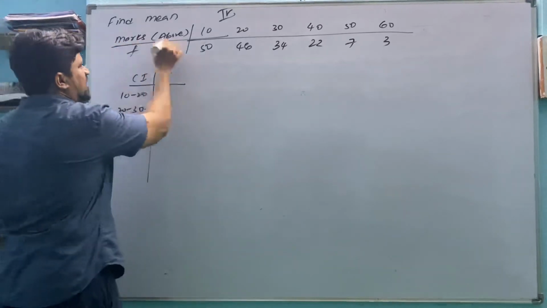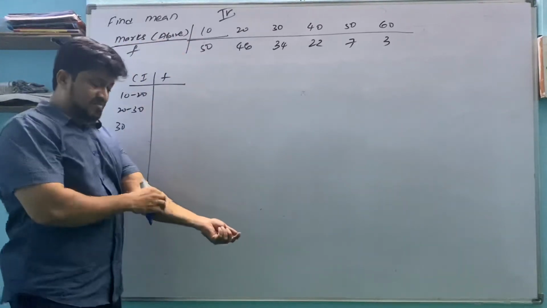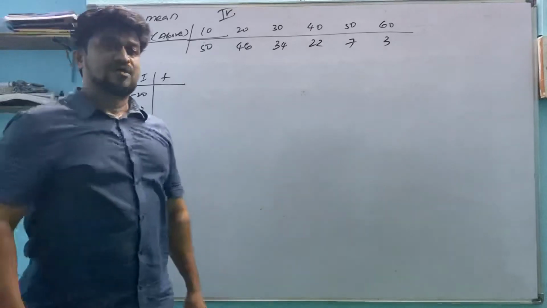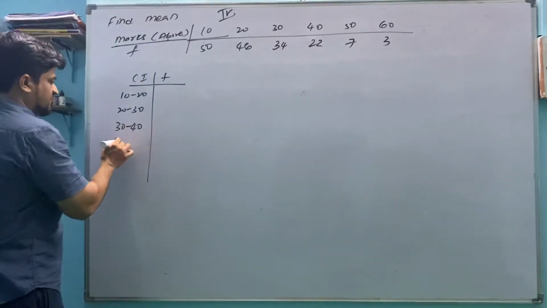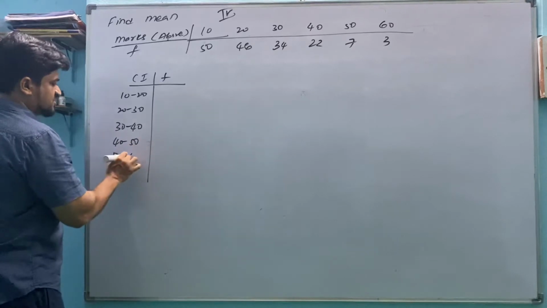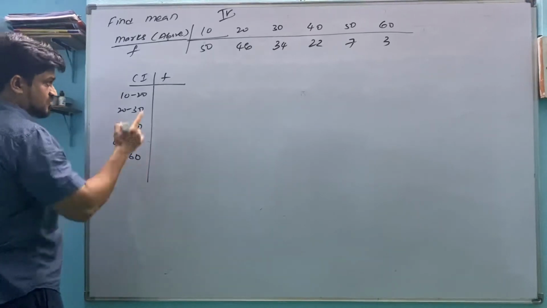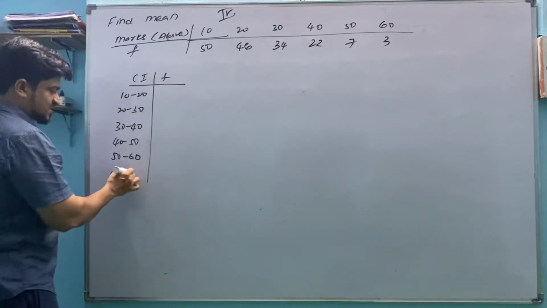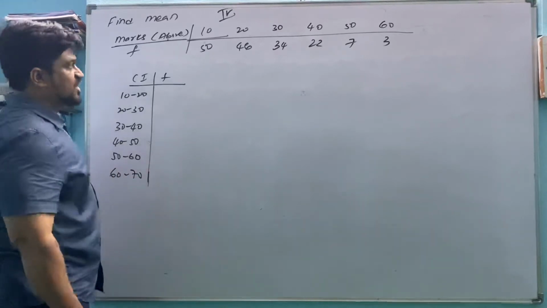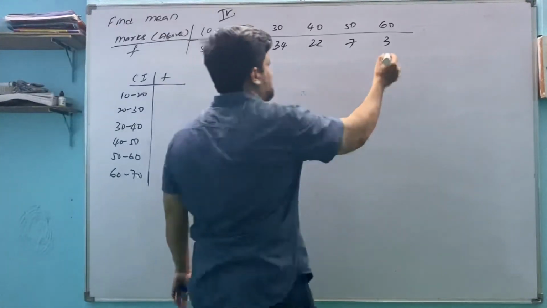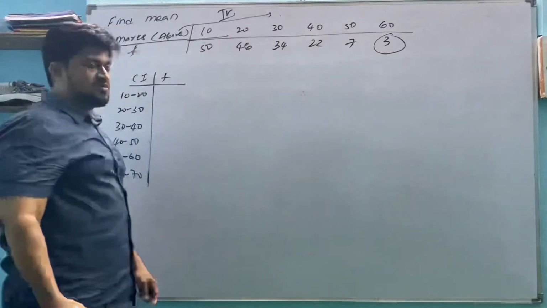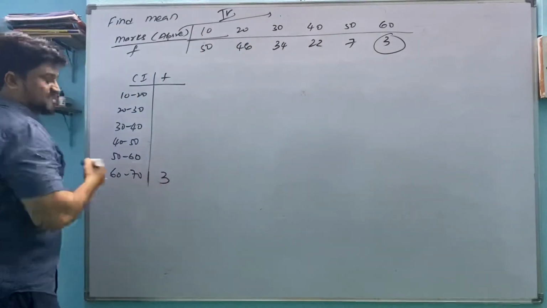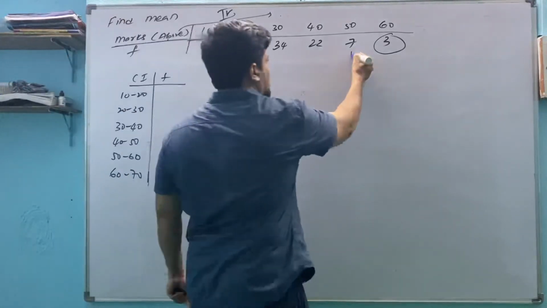You have to watch carefully in the question paper whether above is given or not. Then you can proceed: 30 to 40, 40 to 50, 50 to 60. Don't stop at 60, because above 60 means 60 to 70 also. In above questions, you need to remember to write the last frequency as it is. Then you can subtract and write the second last.